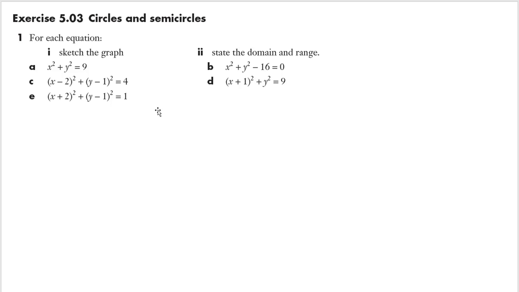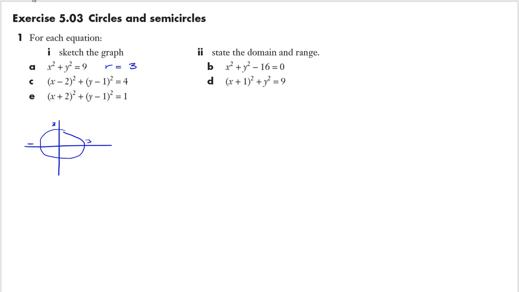Question 1, for each of these, sketch the graph. So to get us started, a nice basic one. 1a, x squared plus y squared equals 9. Obviously there are no binomials here, so that means we've got a center at the origin, and the 9 means we have a radius of 3 for that particular case. So I'll do my very best here to draw my circle. That's a terrible circle, but it's all good.